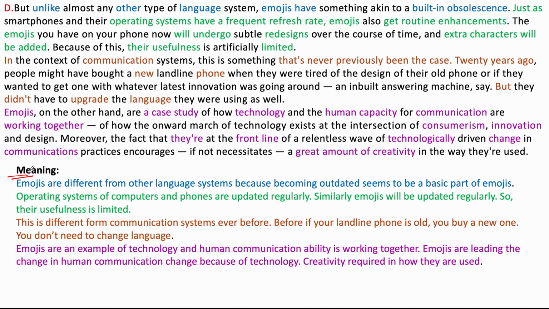The simple meaning of this section is emojis are different from other language systems because becoming outdated seems to be a basic part of emojis. Operating systems of computers and smartphones are updated regularly. Similarly, emojis will also be updated regularly. So, their usefulness is limited. This is different from communication systems ever before.